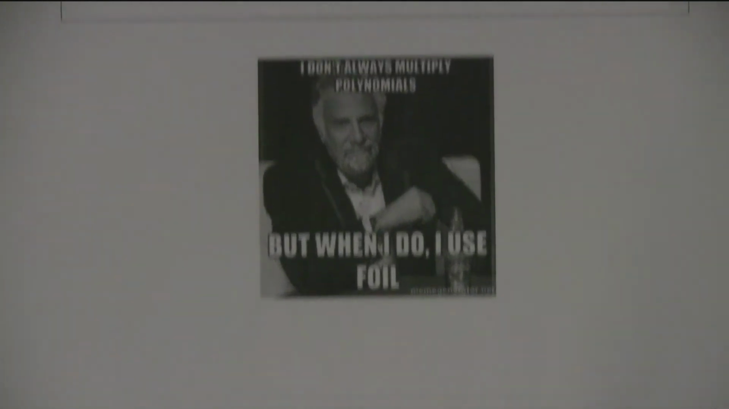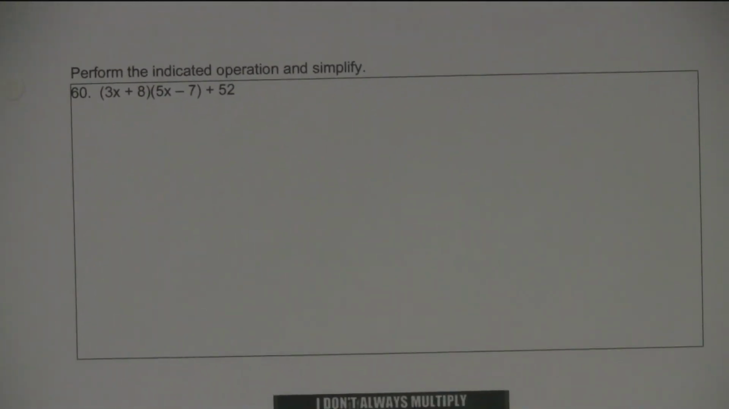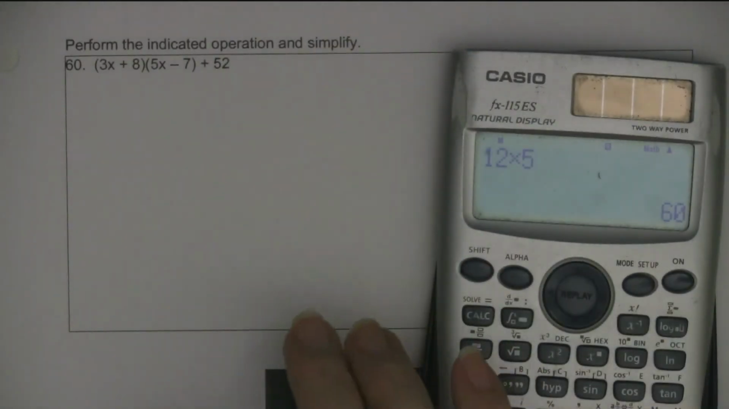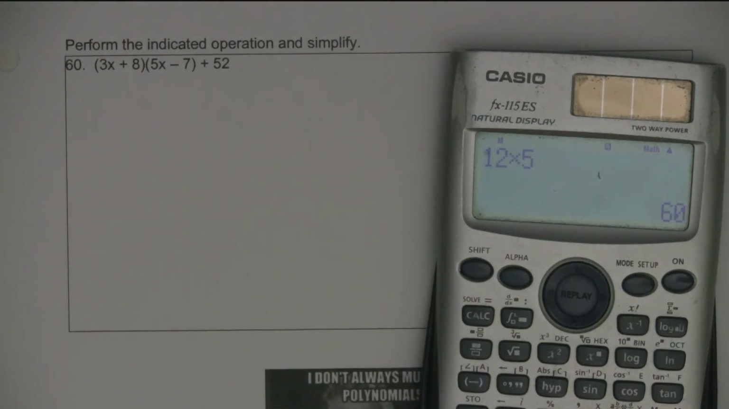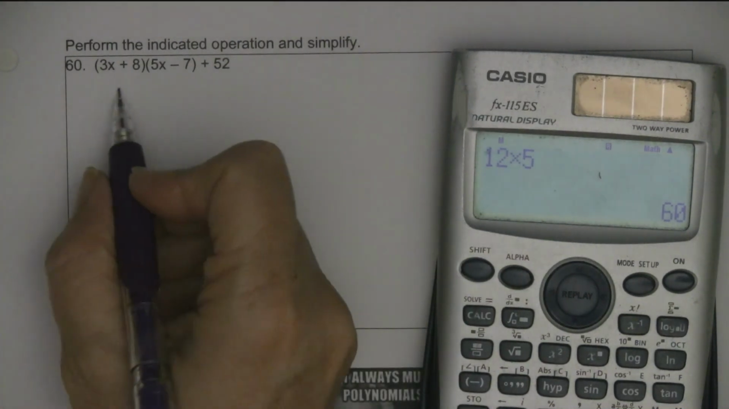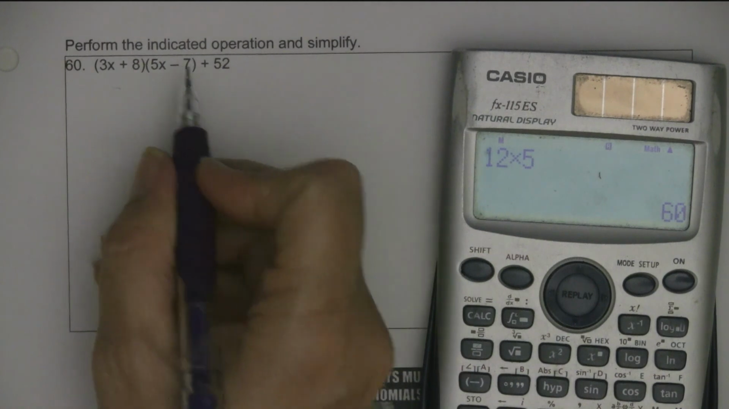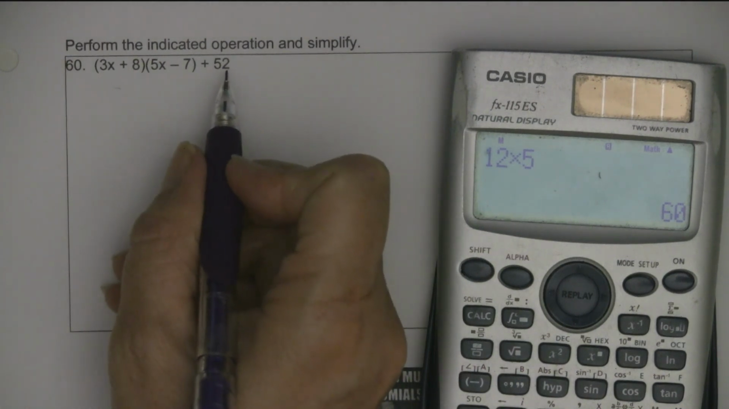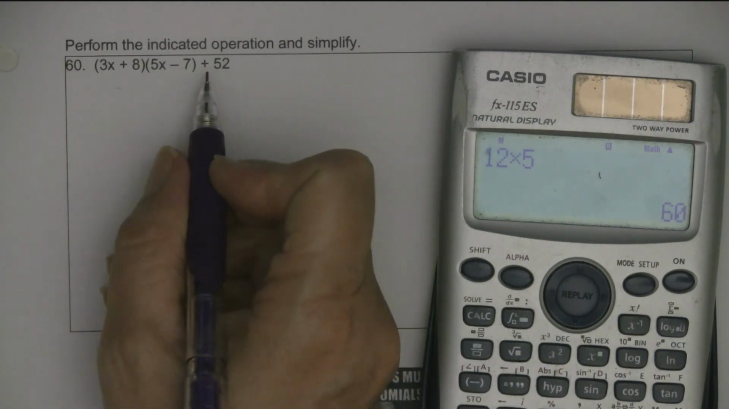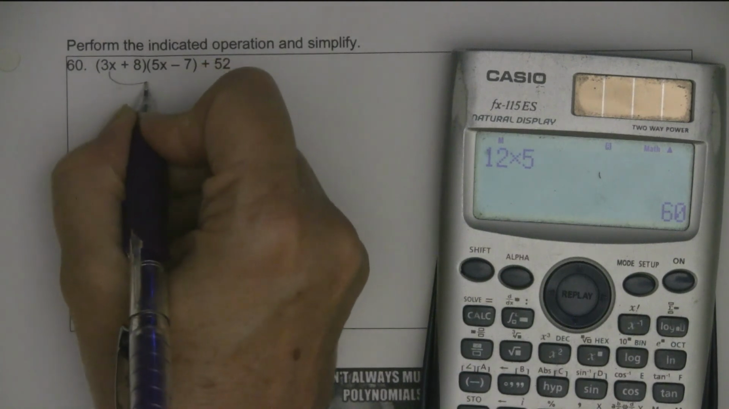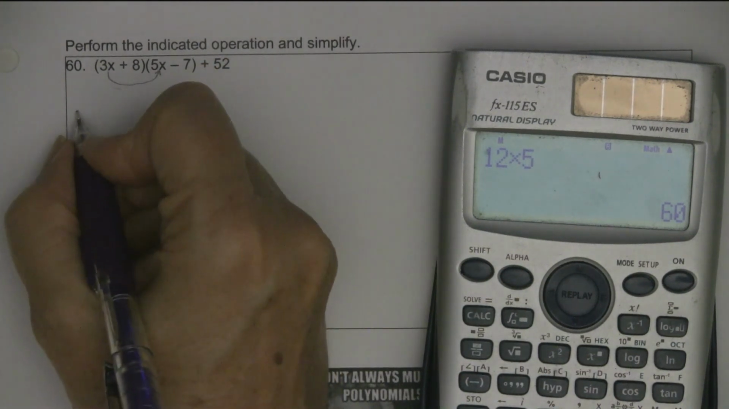So I have one last problem to do, right? Will the calculator help you focus? I don't know if it will. So this one, I have the foiling to do. And then I'm going to be able to add the 52 after I foil. So I first have to foil these together.